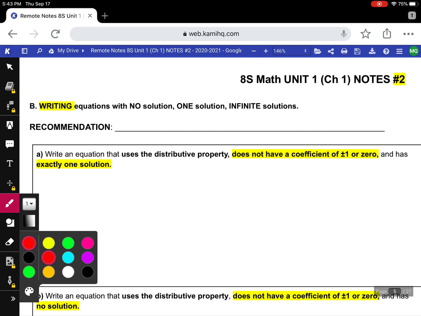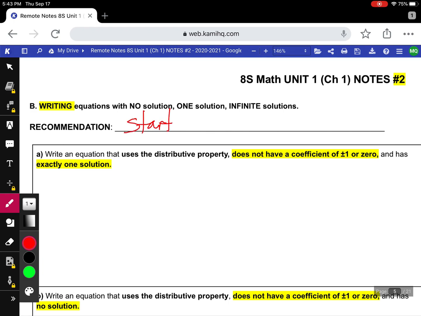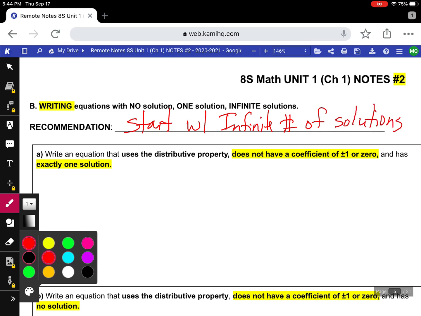Okay. Let's see. Writing equations with no solution, one solution, and infinite solutions. Okay, so now we're working backwards. My recommendation is to always start with an infinite number of solutions. And I'll show you what I mean in a second.